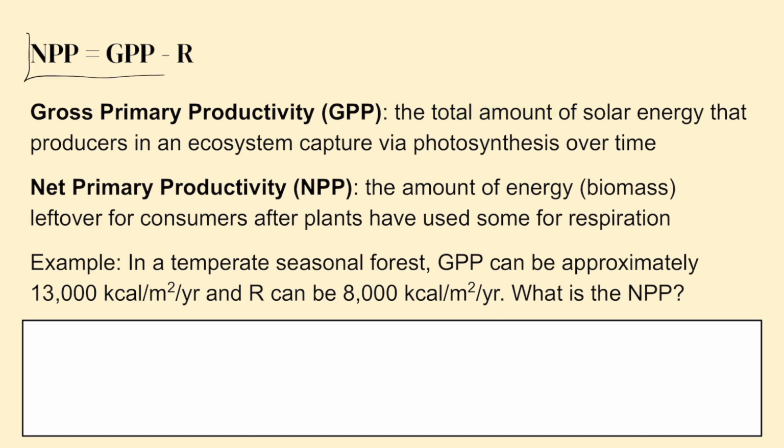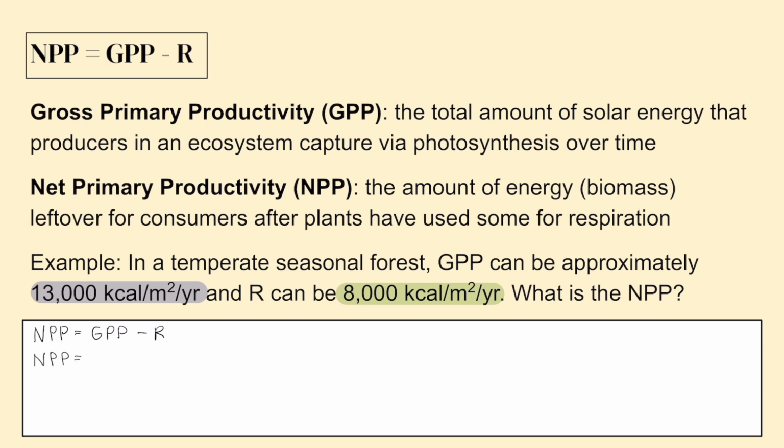This equation at the top right here is what we use to calculate net primary productivity. In this example, in a temperate seasonal forest, GPP can be approximately 13,000 kcals per meter squared per year, and respiration can be 8,000 kcals per meter squared per year. We're looking to calculate NPP, and luckily our equation is already set up to do that. So we have NPP equals GPP minus R. In this problem specifically, we are given GPP, and we are given respiration.